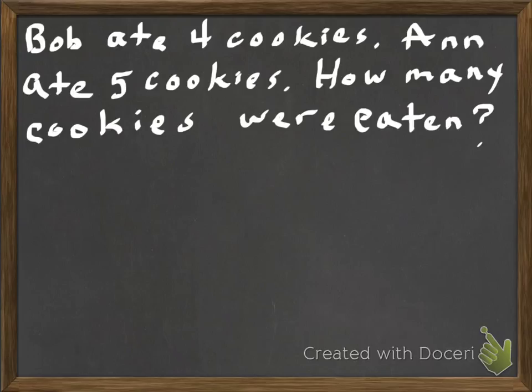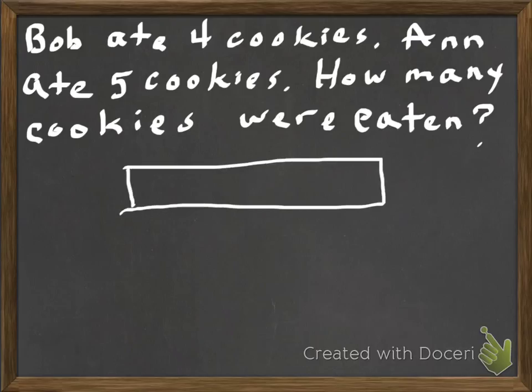Here's our first problem. Bob ate 4 cookies. Ann ate 5 cookies. How many cookies were eaten? For this problem, we are going to show a part-whole bar model, which means I'm going to have 2 bars. The top bar will represent the whole. And for this problem, I don't know how many cookies were eaten altogether, so that is my unknown.